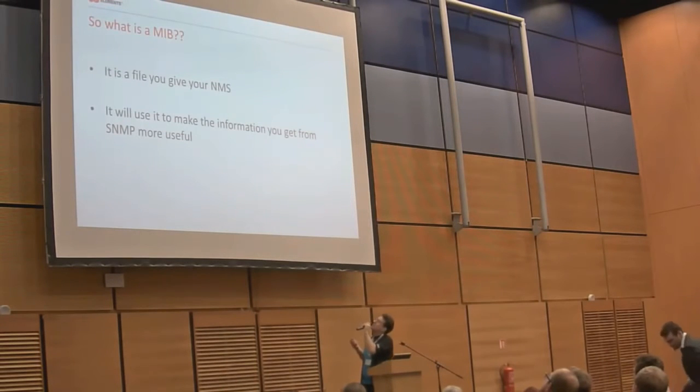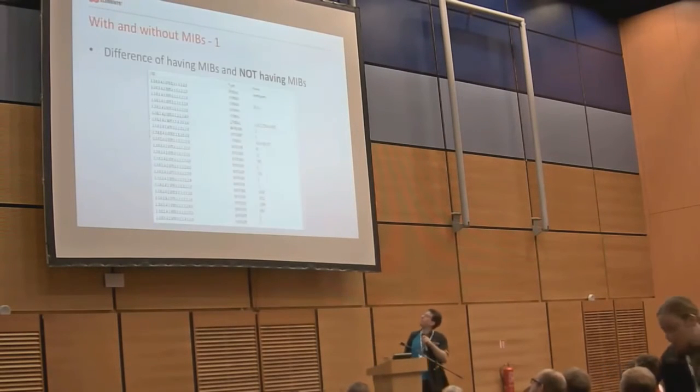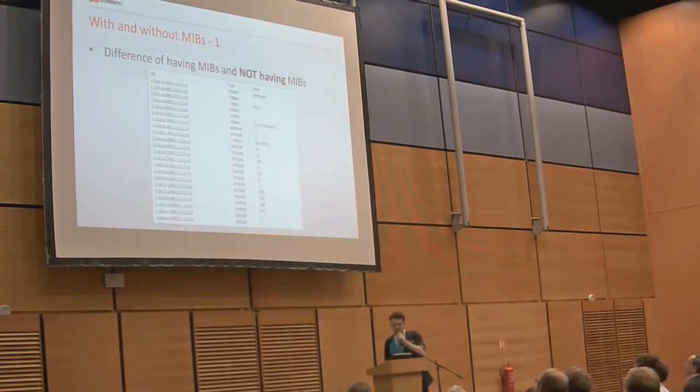So what is this MIB that I'm talking about? It's just a file you give to your NMS, Network Monitoring System, and the NMS will use this file to make the information you get from SNMP more useful. Again, that's the simple version. So what's the difference with and without having MIBs? This is a screenshot without having any MIBs, and you can see we just have a bunch of numbers and some types and then some values, which, what do you do with that? I don't know what that is.